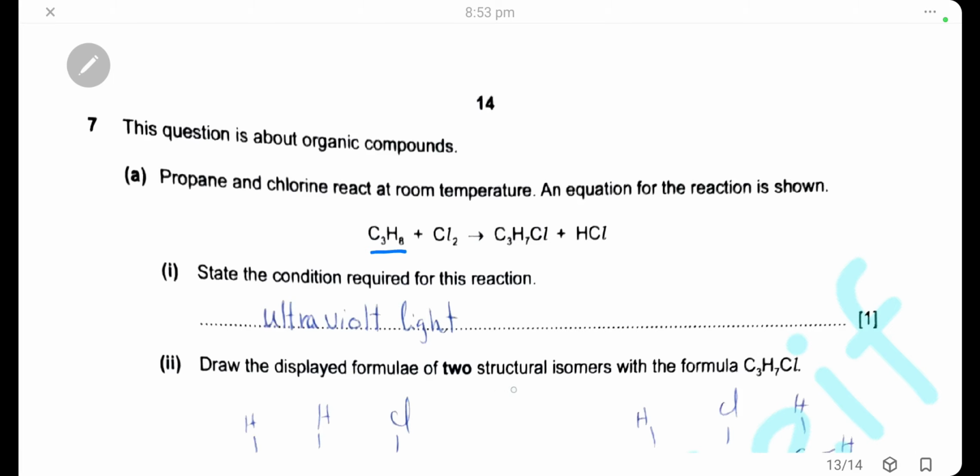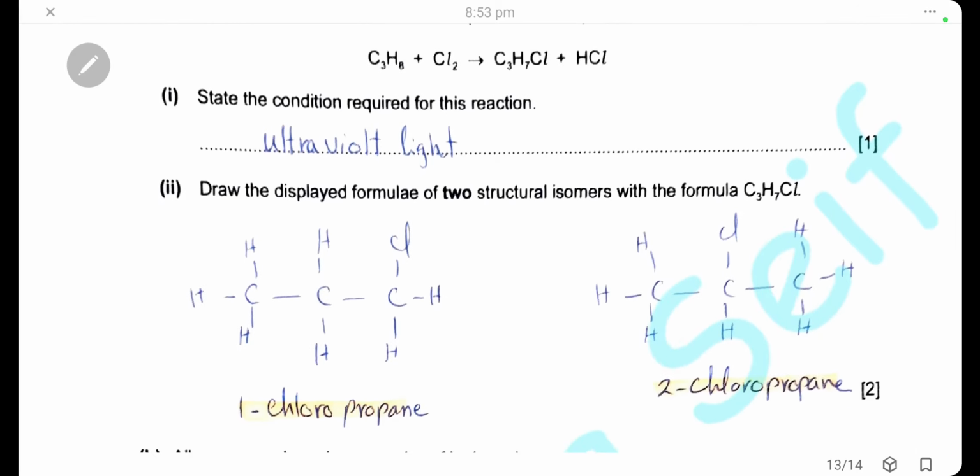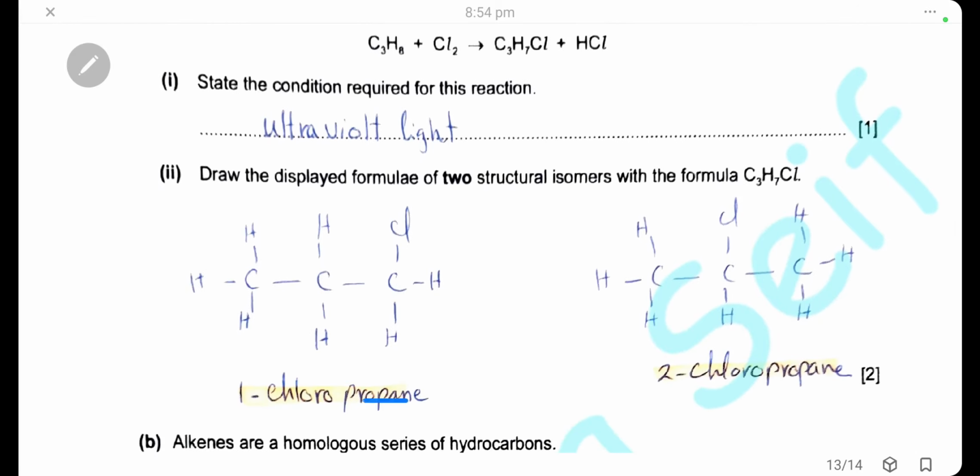Draw the displayed formula of 2 structural isomers with the formula C3H7Cl. One of the hydrogens from propane is substituted with chlorine, so we will have 2 isomers according to the position of chlorine. The first isomer will be 1-chloropropane, where the chlorine atom will be on carbon number 1, and the second isomer will be 2-chloropropane, where chlorine will be on carbon number 2. These are the 2 isomers formed.